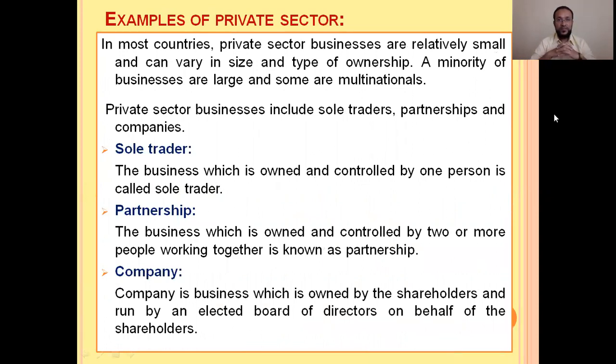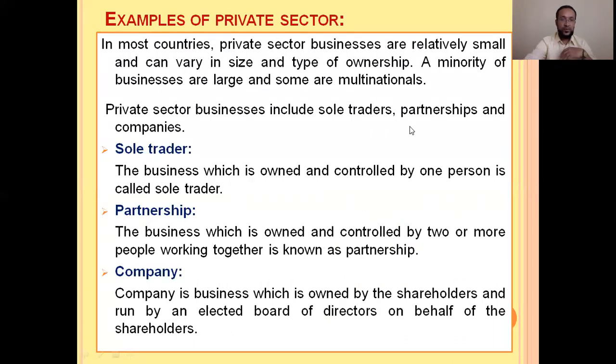In most countries, private sector businesses are relatively small and can vary in size and type of ownership. A minority of businesses are large and some are multinationals also. So multinational businesses are those businesses which have operations in different countries. So multinational businesses are in the private sector. Private sector businesses include sole traders, partnerships, and companies. Now let me define these three types of private sector organizations.